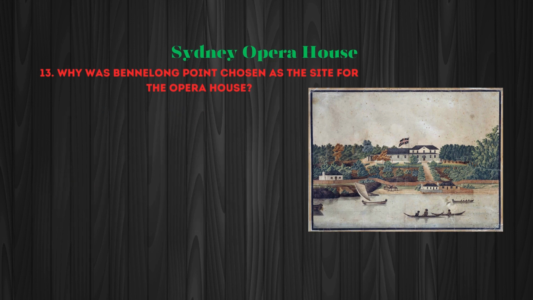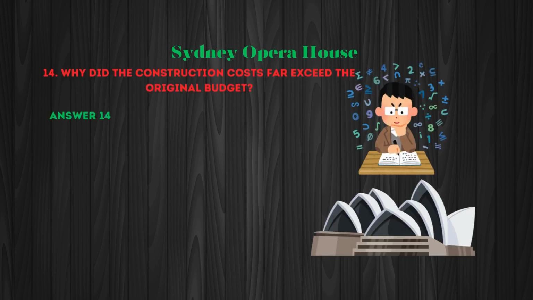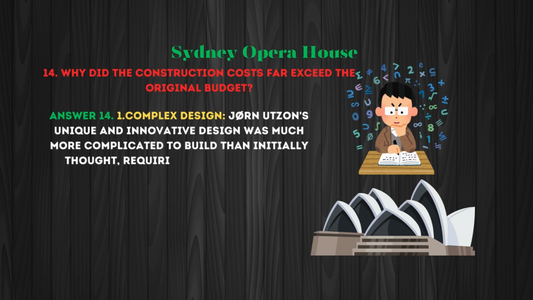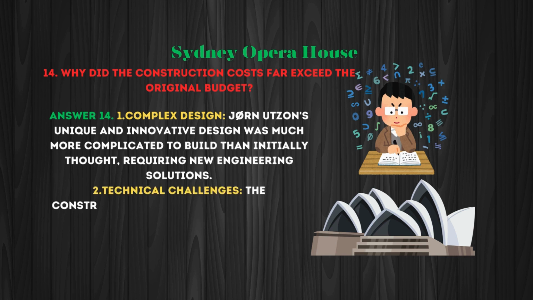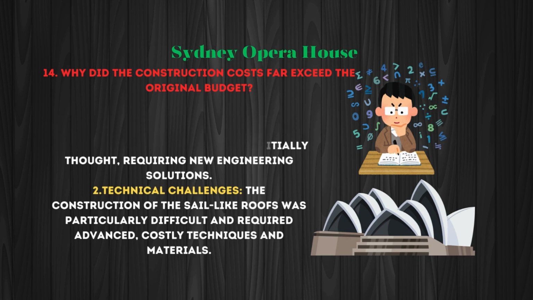Why did the construction costs far exceed the original budget? Complex design. Jørn Utzon's unique and innovative design was much more complicated to build than initially thought, requiring new engineering solutions. Technical challenges. The construction of the sail-like roofs was particularly difficult and required advanced, costly techniques and materials.